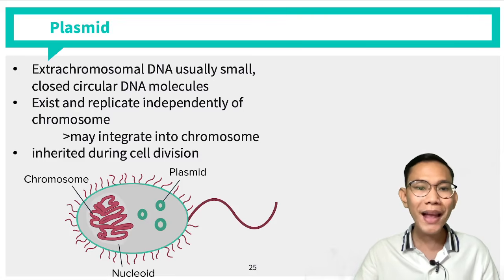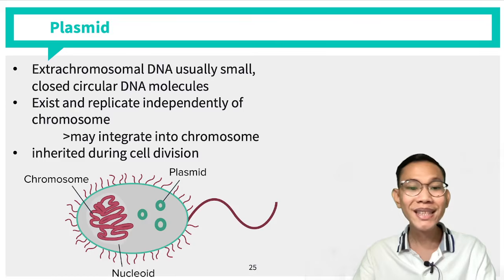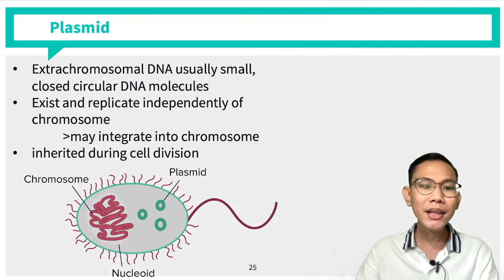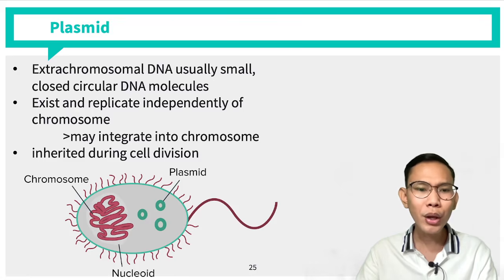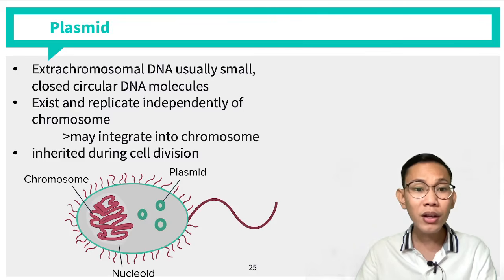Now, let's talk about your plasmid. So, Doc, what is the importance of this plasmid? So, your plasmid is an extra chromosomal DNA, usually small. Remember, we have your DNA here in your nucleoid, but again, your plasmid is an extra chromosomal DNA, usually small, closed circular DNA molecules. It exists and replicates independently of your chromosome. It may integrate into the chromosome or be inherited during cell division.